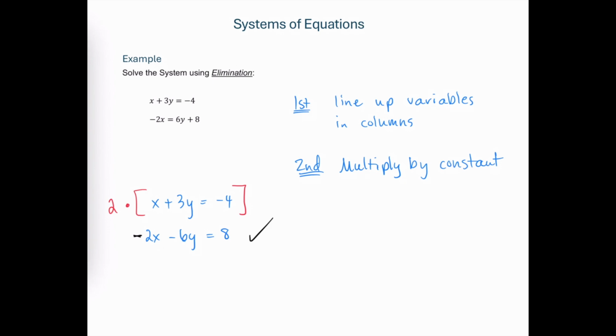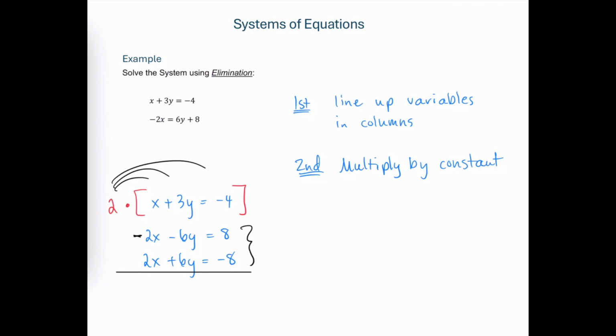So we'll leave the second equation as it is, and we'll distribute the 2 into all of the terms on both sides of the first equation. And let's just bring that down here. That's going to give us 2x plus 6y is equal to negative 8. And since our second equation didn't change, let's now let these two be our system.